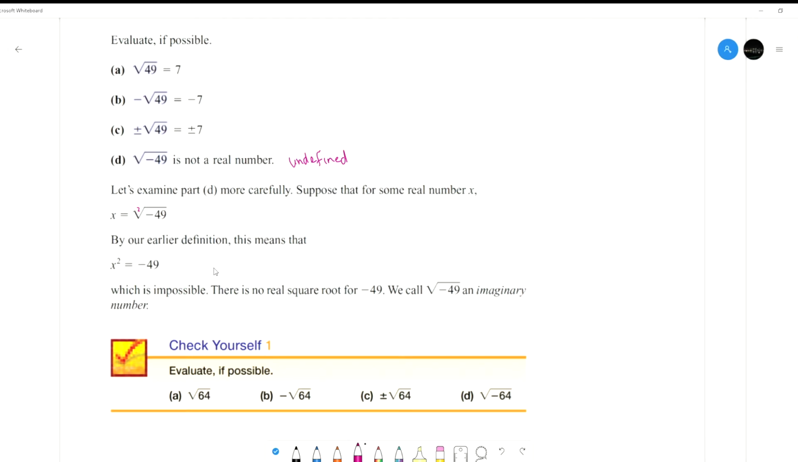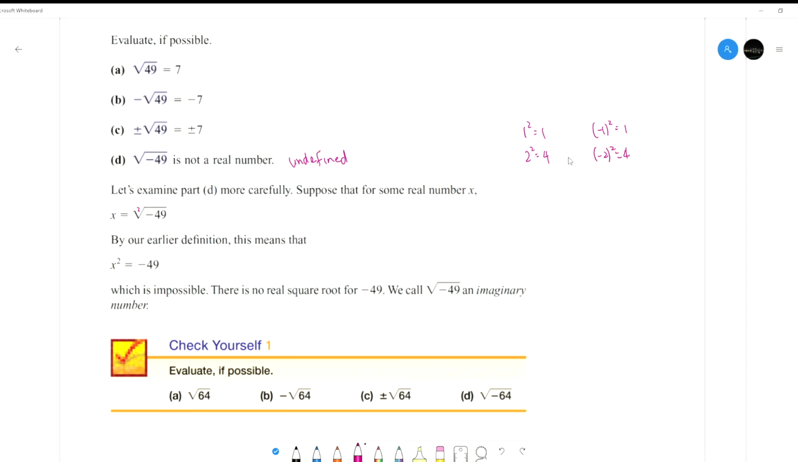Every real number that you square is equal to a positive number. For example, 1 squared gives 1. 2 squared is 4. Even if I did negative 1 squared, what is that? That's still positive 1. Negative 2 squared is positive 4. So that's why these are imaginary numbers, meaning not real numbers.